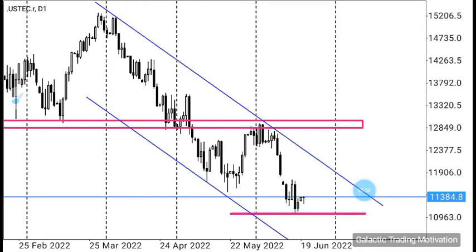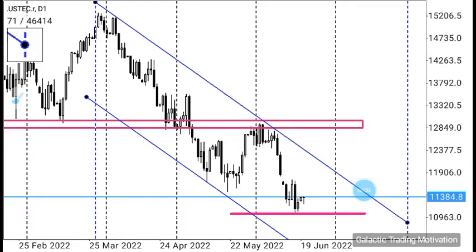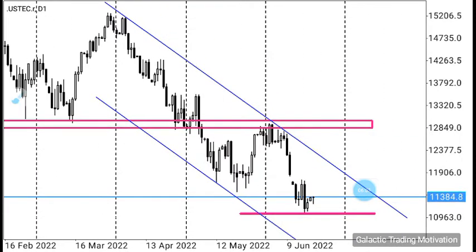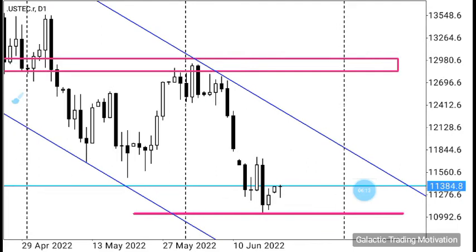So there goes our daily chart. Let's see. There we go. Right, there goes our daily chart. So what else do we see on this daily chart? What do we see on this daily chart that is interesting or significant?